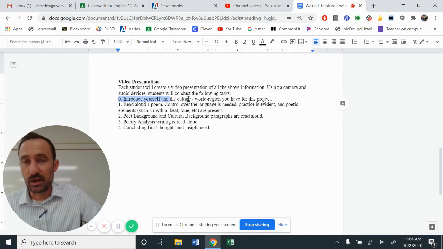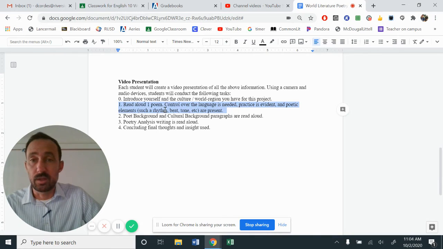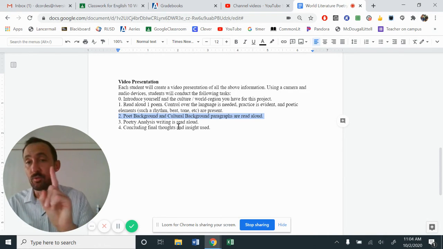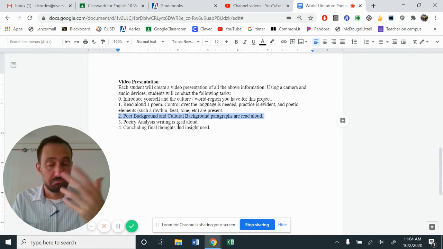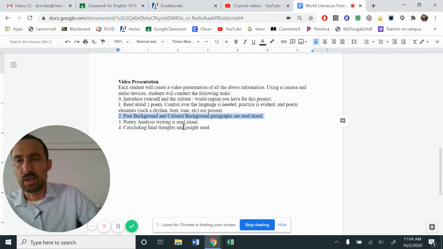So you've introduced yourself and the culture in which you're working with. You have read the poem aloud, okay, and you've done that well. From there, what you're going to do is you're going to read your paragraphs aloud from what you submitted for the poet background, as well as the cultural background. So the poet background paragraphs and the cultural background paragraphs, you are going to read exactly what you did. You are going to offer that information to the class, okay?